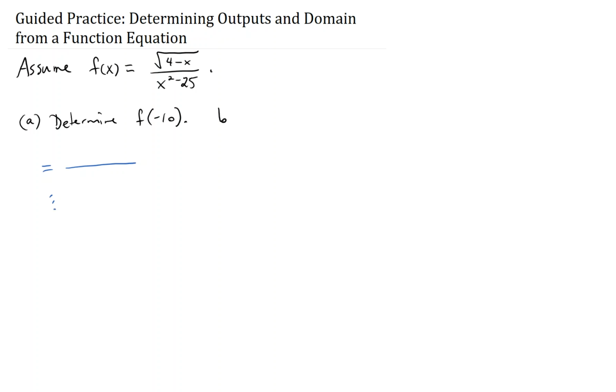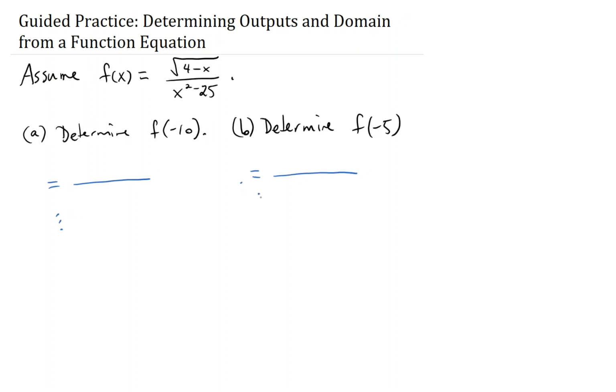Part B, copy this down, determine f of negative 5, and so same idea, plug negative 5 into the function as your input and simplify again if possible and see what you get. Pause the video while you work on that.